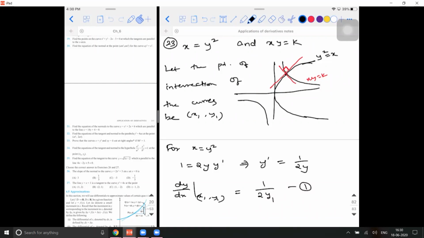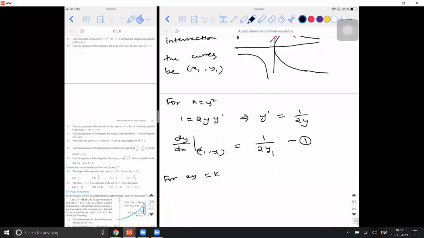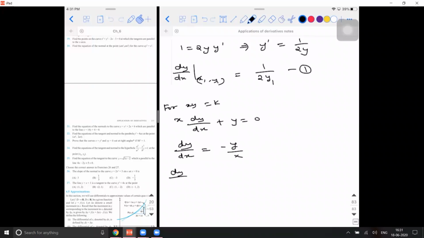I hope it is clear till this time. Similarly, for xy is equal to k, if I differentiate on both sides, x into dy by dx plus y is equal to 0. I have applied the UV rule. So dy by dx will be equal to minus y by x. So the value of dy by dx at x1 comma y1 will be minus y1 divided by x1. Let this be 2.